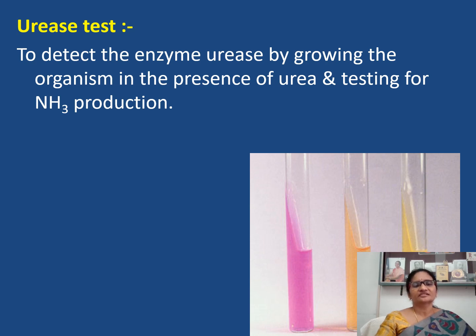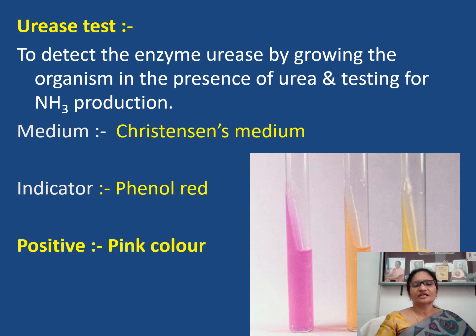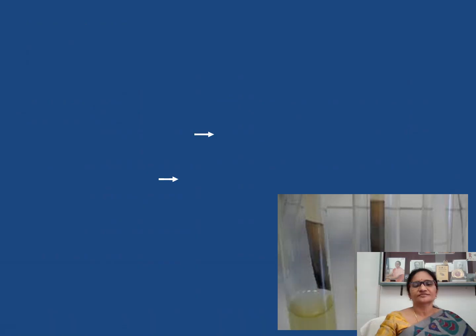So this particular test, enzyme urease production, how to detect? That is with the help of a medium called Christensen's urea agar. Christensen's urea agar is nutrient agar with 40% urea solution. That is the substrate for this test. 40% urea solution will be added, and phenol red is the indicator.